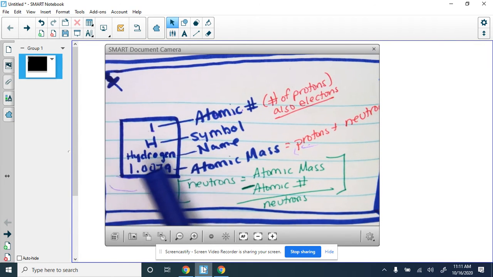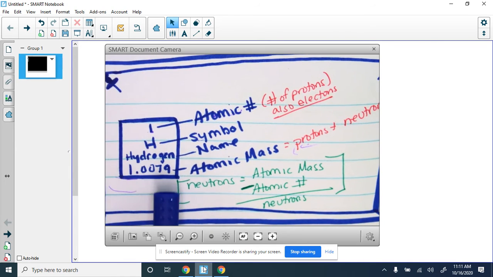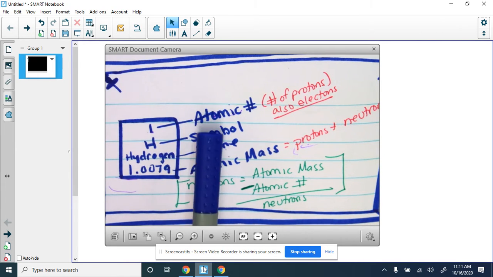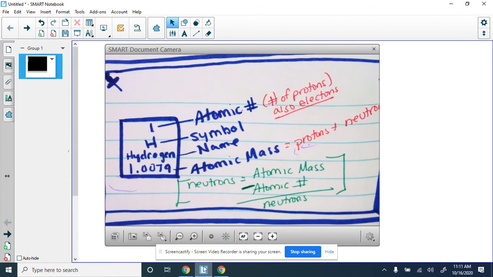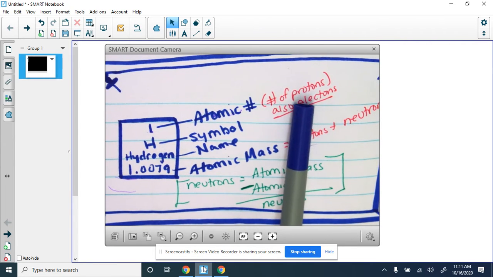These boxes can be arranged differently. Sometimes this number would be to the side and this number would be up at the other side. Sometimes just the symbol and the name are rearranged. But as long as you know what they all stand for, it doesn't matter which way they are ordered. You should be able to read and understand what it's telling us. So this first number tells us how many protons. This is called the atomic number, and it tells us how many protons there are in the atom.